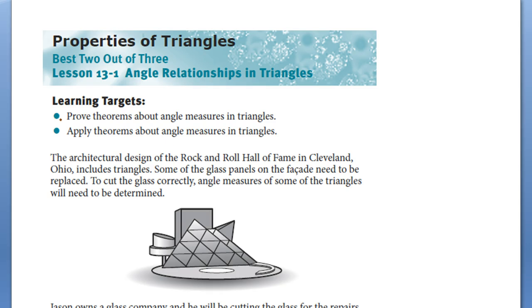So in this lesson, we proved 2 theorems about triangles. One is called the angle sum theorem, that the 3 angles of a triangle sum to 180 degrees. The other was called the exterior angle theorem, that says that the exterior angle is equal to the sum of the 2 remote angles. We also applied the theorems by solving that problem about measuring the glass that's in the Rock and Roll Hall of Fame building.